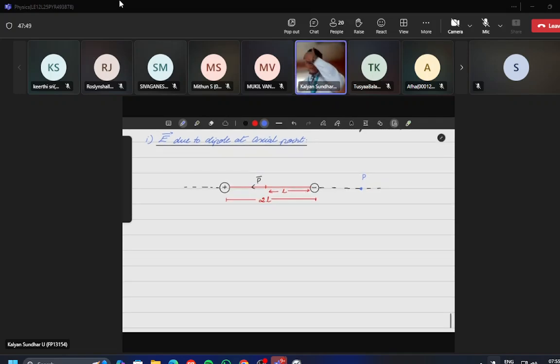So this will be the distance. Let me consider it as x. From the center I'm going to take it. A dipole is a system of charges, so don't measure either from the positive or negative charge. We always start measuring from the center. So from the center, I'm choosing a point P, which is at a distance of x.